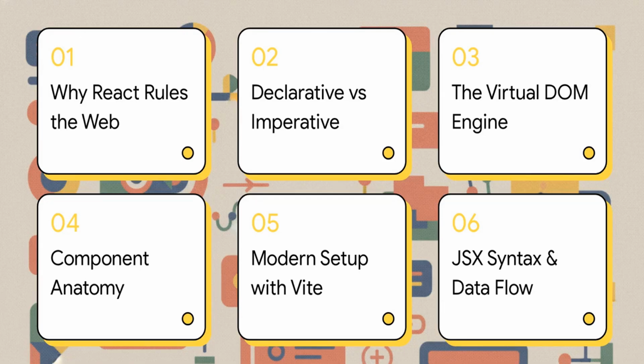1. Why React rules the web. 2. Declarative versus imperative code. 3. The virtual DOM engine. 4. Anatomy of React components. 5. Modern setup with Vite. And finally, 6. JSX syntax and data flow.